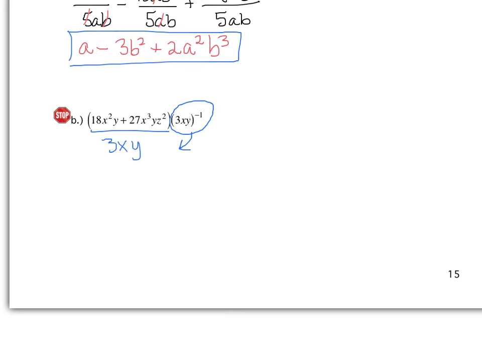Because the notation could be given to you several different ways. The first way where it's actually divided by it, and then another way is where it's multiplied by the monomial to the negative first power. So go ahead, pause the video, and check your answer. Okay, so you should have gotten 6x plus 9x squared z squared. If you didn't, please make sure to ask in class tomorrow.